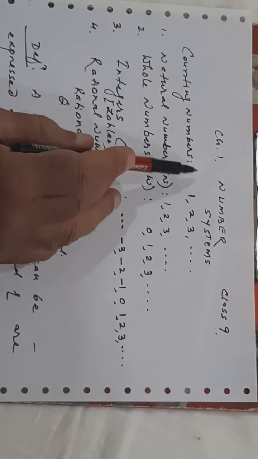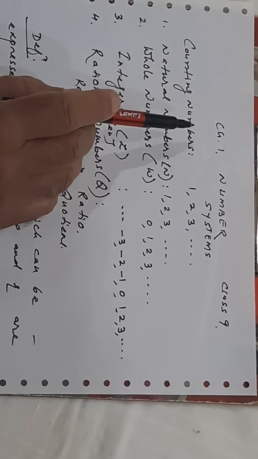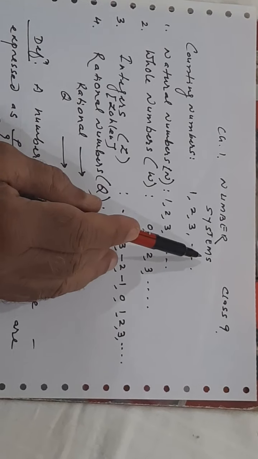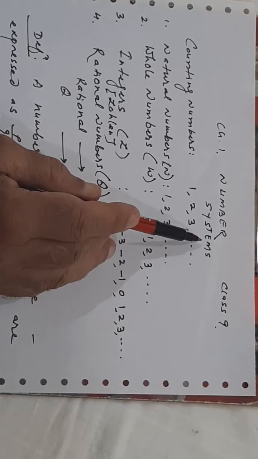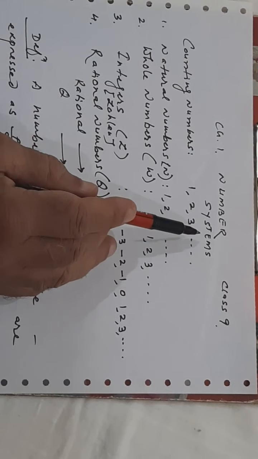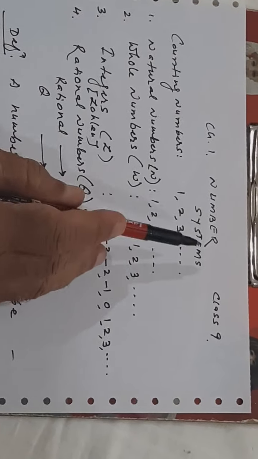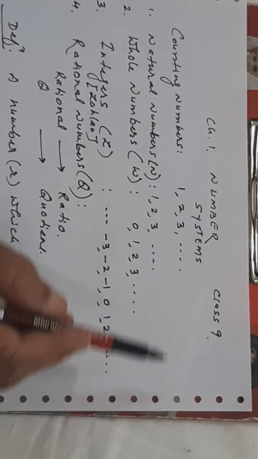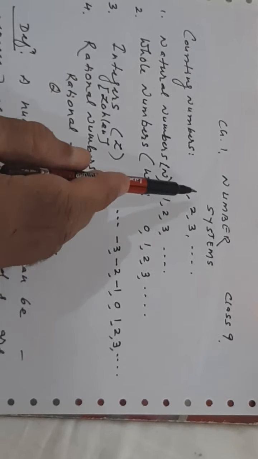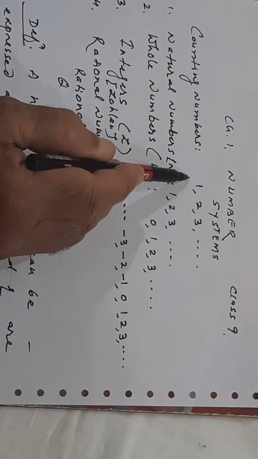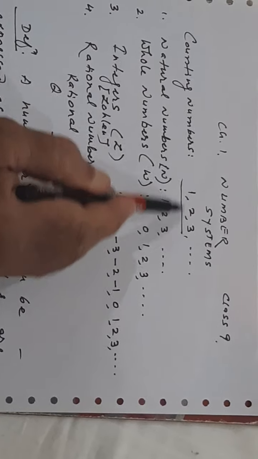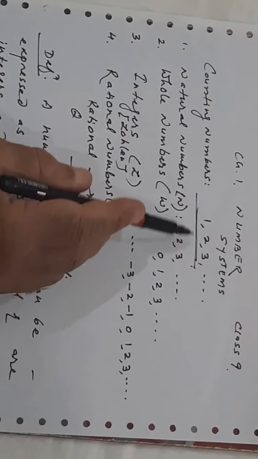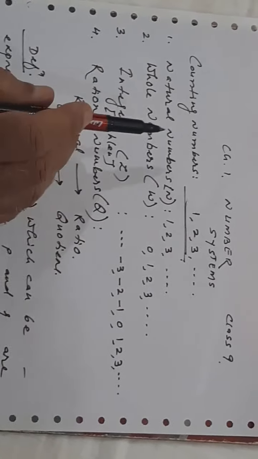Now today we are going to start a new chapter, that is chapter number 1, number systems. You know that in the ninth class, when we count how many students there are, we start counting 1, 2, 3 and so on. So these 1, 2, 3 are called counting numbers. We start counting with 1 and go on 1, 2, 3 and so on.